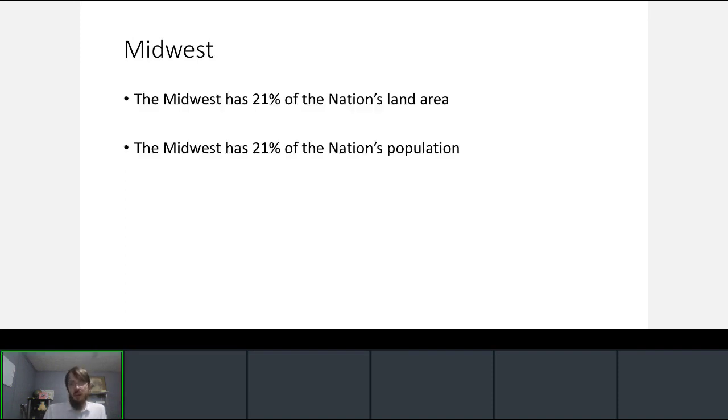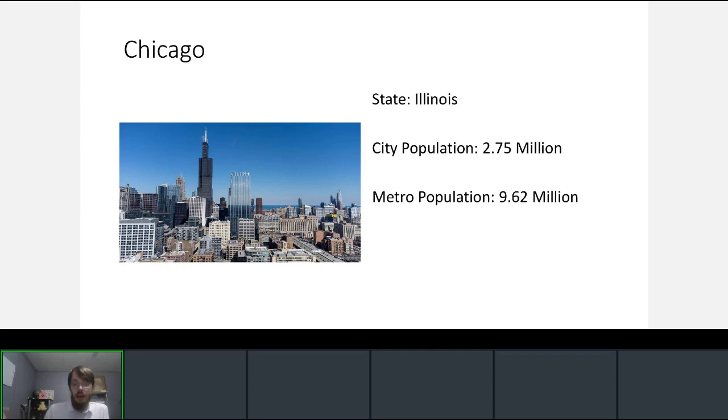Now, the Midwest kind of hits it perfect here. Around 20% of the nation's land area in the Midwest, around 21% of the nation's population is in the Midwest. So this fits about a fifth of both things there. Now, if we're looking at what are some significant cities in the Midwest, unfortunately, none of them are going to be from my home state of Iowa, but you have Chicago. So Illinois, it is the third largest city in the United States, 2.75 million people. Its metro population, almost 10 million in Chicago.